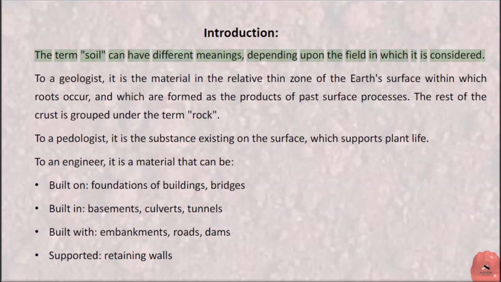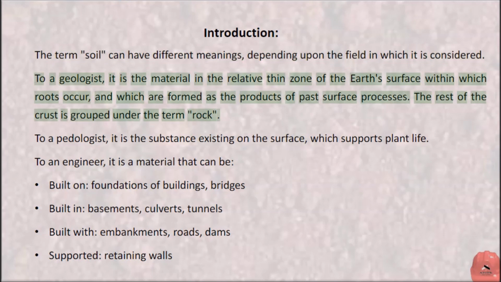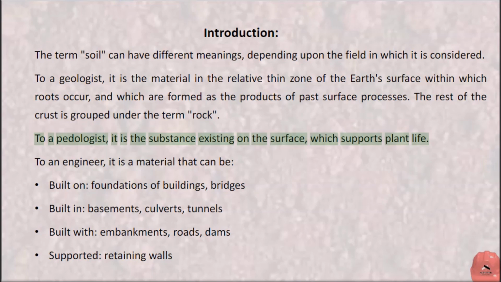The term soil can have different meanings, depending upon the field in which it is considered. To a geologist, it is the material in the relatively thin zone of the Earth's surface within which roots occur, and which are formed as the products of past surface processes. The rest of the crust is grouped under the term rock. To a pedologist, it is the substance existing on the surface, which supports plant life.